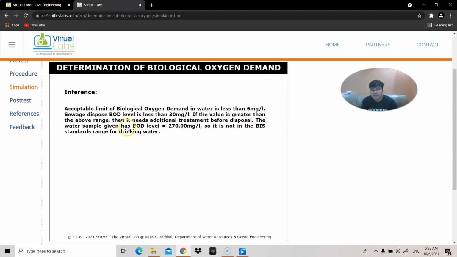The water sample given has a BOD level of 270.00 milligrams per liter. So it is not in the BIS standards range for drinking water.